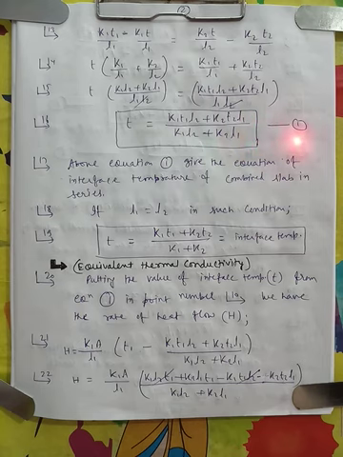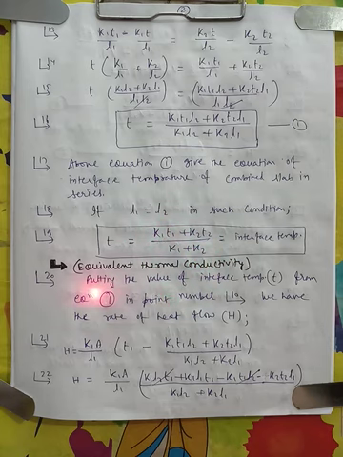So this is equation 1. This is the interface temperature. If L1 is equal to L2, in such condition the interface temperature will be T is equal to (K1 T1 plus K2 T2) by (K1 plus K2). This is a special case.